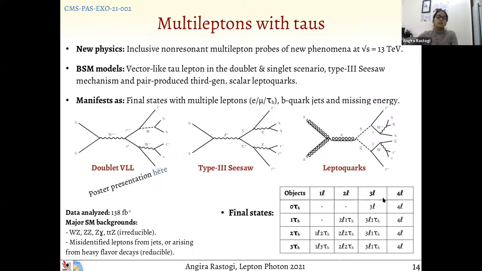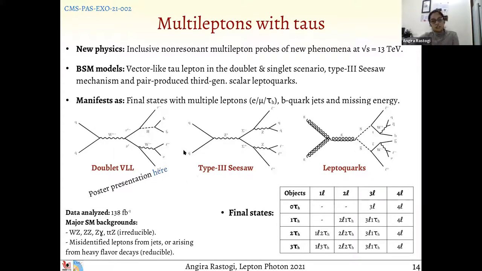So here we have a search for BSM models in the inclusive non-resonant multi-lepton final state. We have a total of 7 different final states, which have both light leptons and hadronically decaying taus, which you can see in this table below. In this analysis, we have probed 3 different models: vector-like tau lepton in the doublet and singlet scenario, type 3 seesaw mechanism, and pair-produced third-generation leptoquarks.